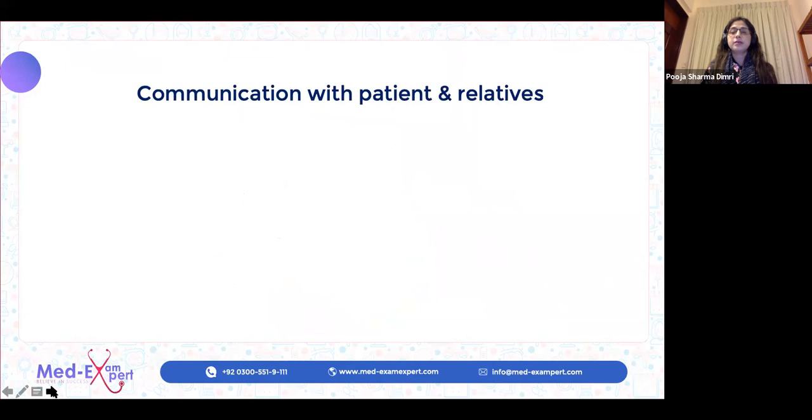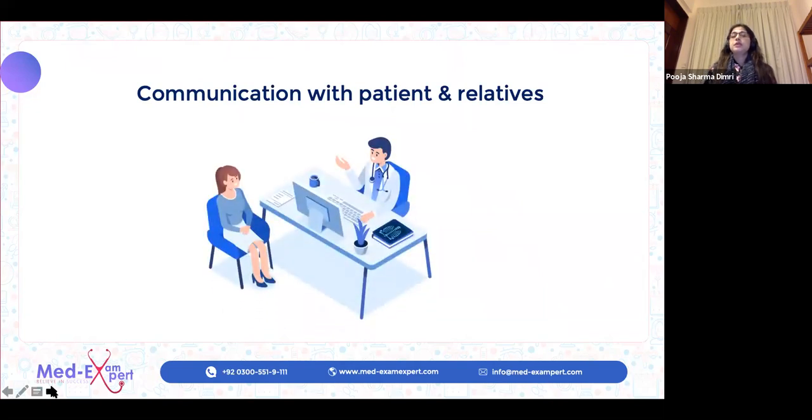So next domain is communication with patient and relatives. So now this is the key to the MRCOG pathway exam, the communication. The word communication is the most important part of the exam. So it's an exam of communication is what I call it. So now with the patient and relatives, okay, what do you do?